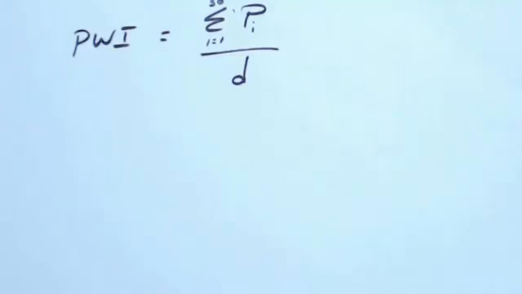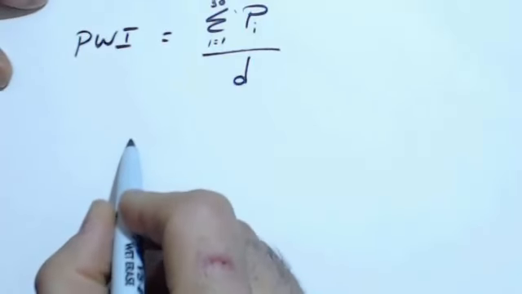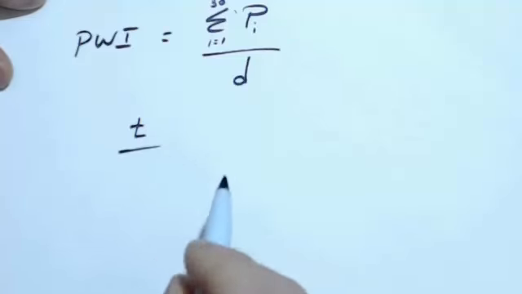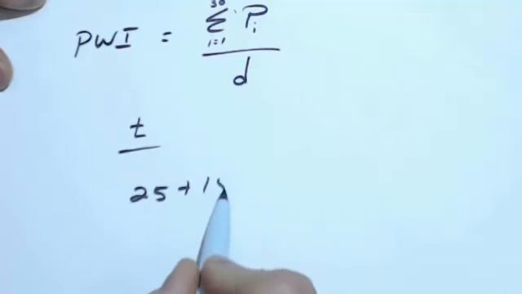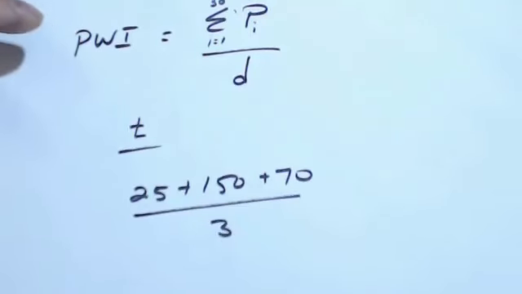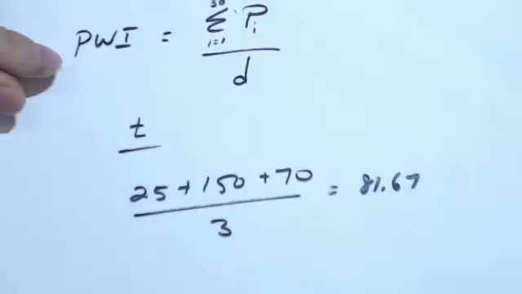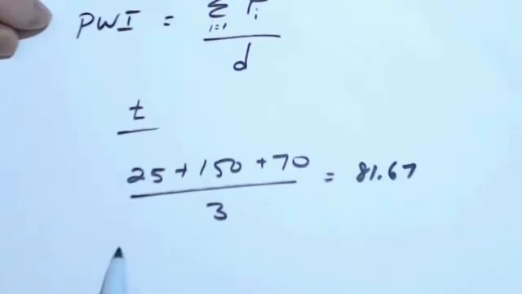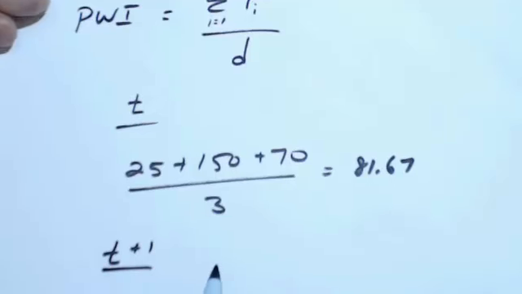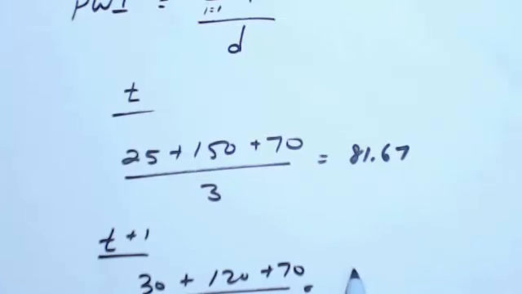In terms of our example, we can calculate the price-weighted index for period t as 25 plus 150 plus 70. Those are the share prices, divided by 3, and we get an index of 81.67. Okay, not so bad. We do the same thing at t plus 1. We take 30 plus 120 plus 70, divided by 3, and we get 73.3.